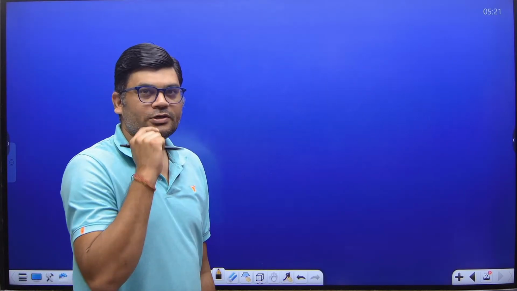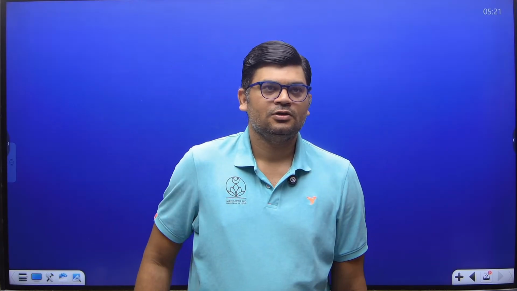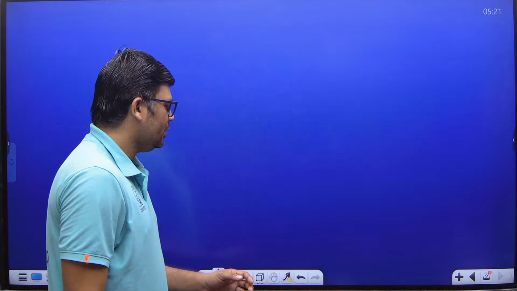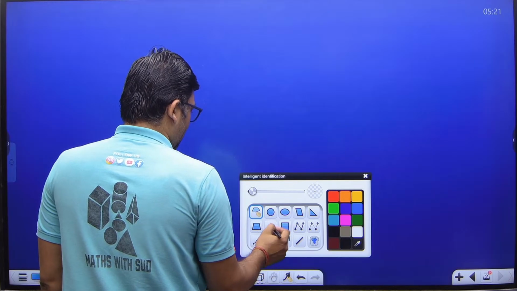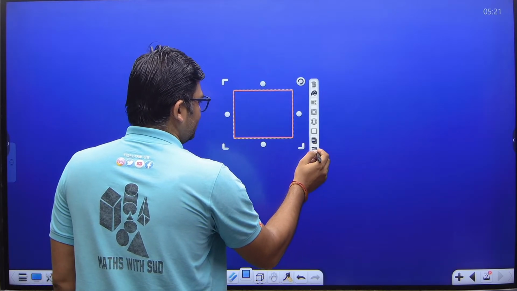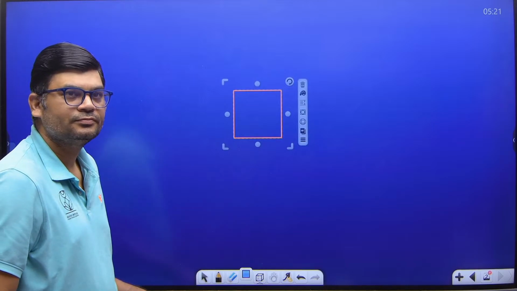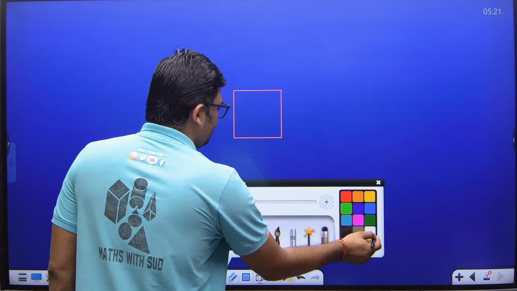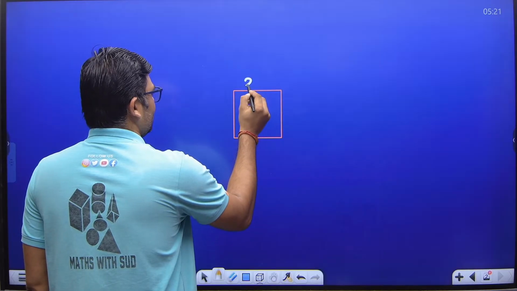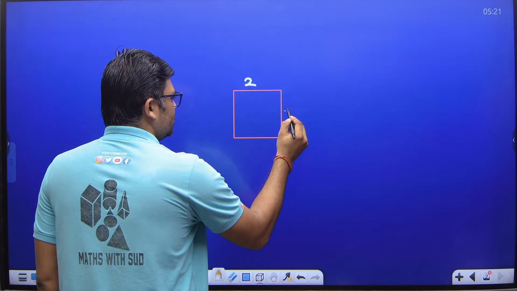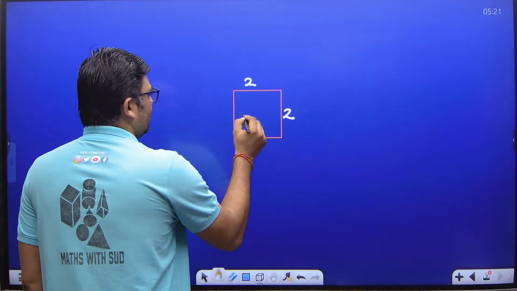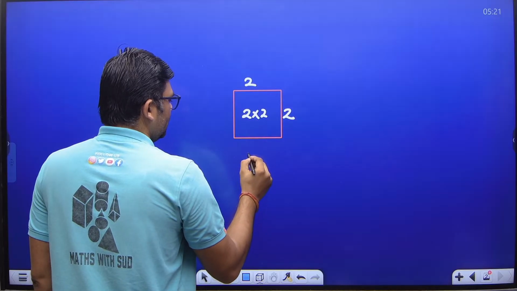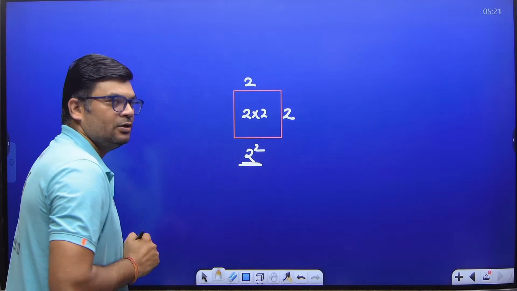Okay, so there are two kinds of shapes. One kind of shape is, suppose we go in the two dimension. So in the two dimension, suppose we start from a very basic shape. Can you tell me what shape this is? That's a square. If I ask you what is the surface area of this square, suppose this is 2, so this is also 2, because for a square the length and breadth are the same only. So the area will be 2 into 2. So it is going to be 2 square.